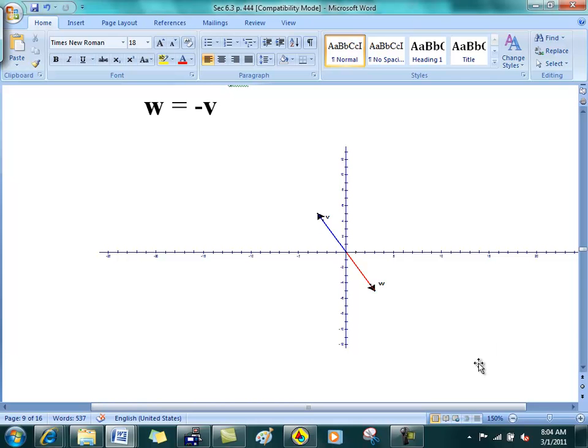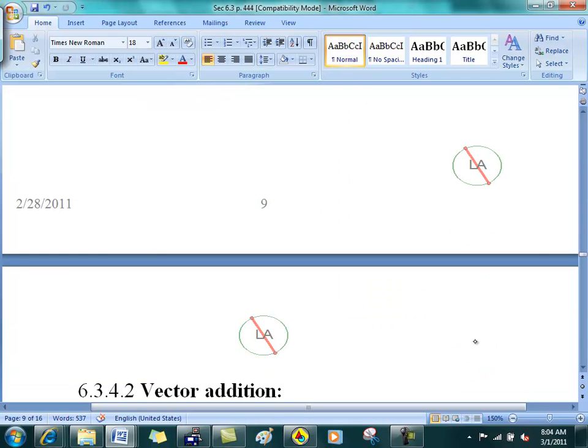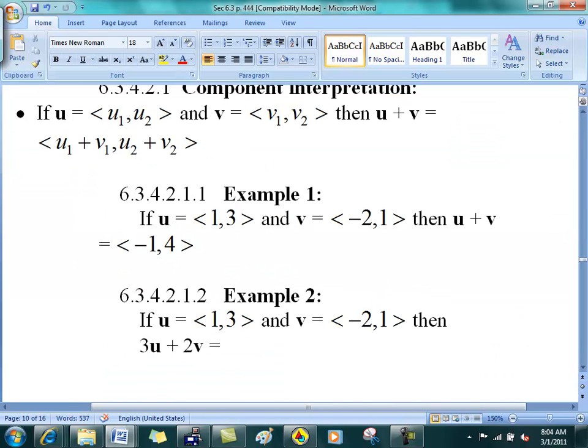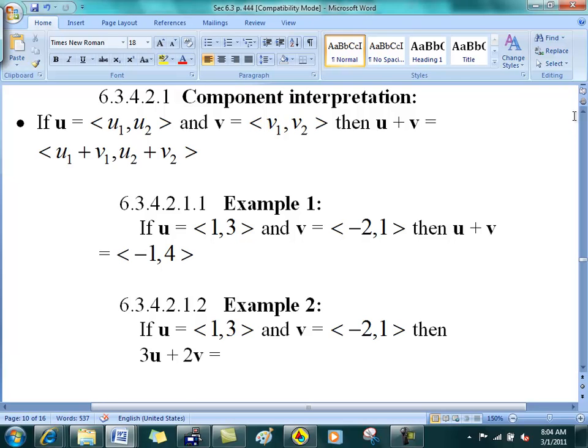Let's not worry too much about the geometrical way of doing it. I'm not too fond of it. Vector addition. So get these rules down for vector addition, and then let's go do some examples, okay?